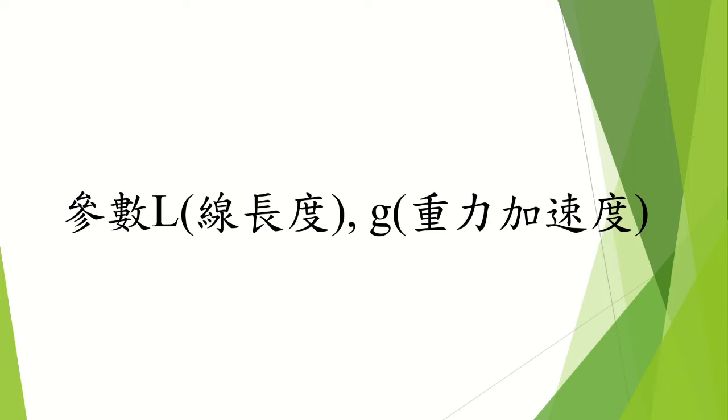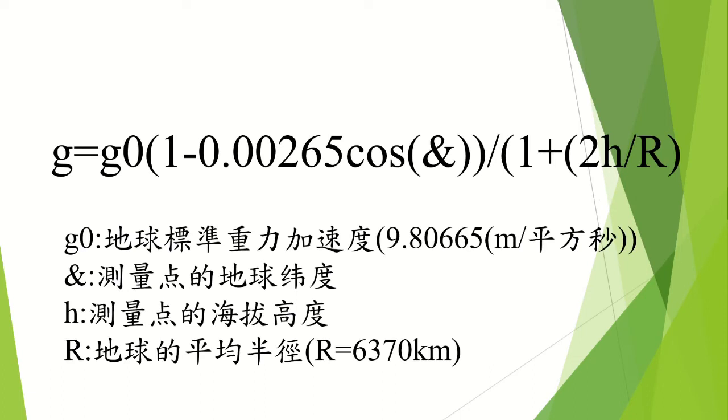I'm going to talk about how factors L and G can affect the period of a pendulum motion cycle. First, let's talk about G. Let me show you the equation for G. G equals G0 multiplied by 1 minus 0.00265 cosine of phi, divided by 1 plus 2h divided by r, where G0 means Earth's standard gravitational acceleration, which is 9.80665 meters per square second, and phi is the place's latitude.